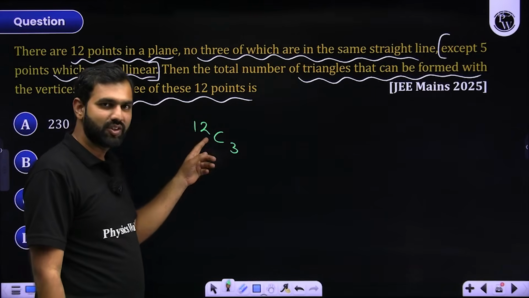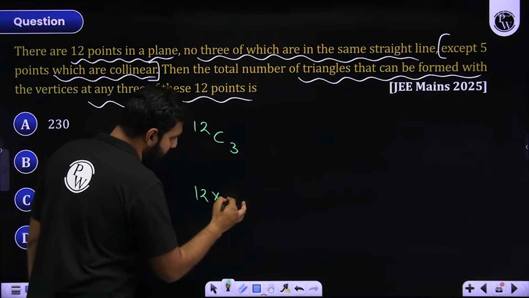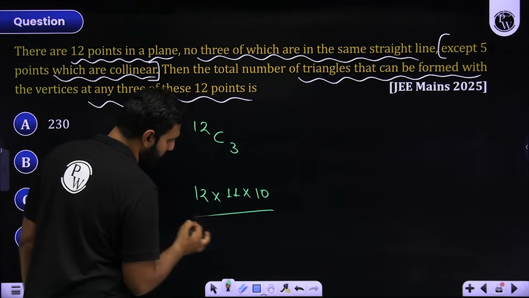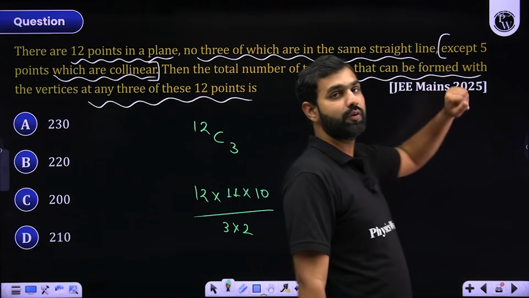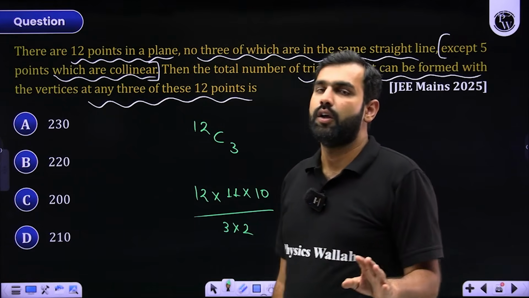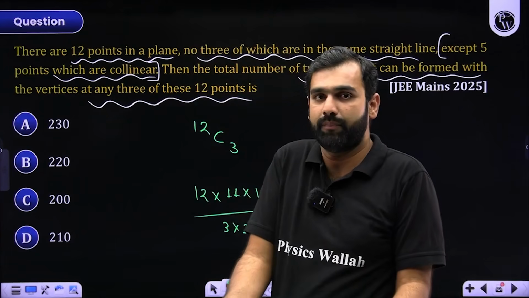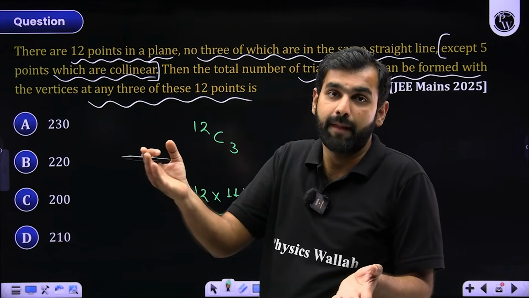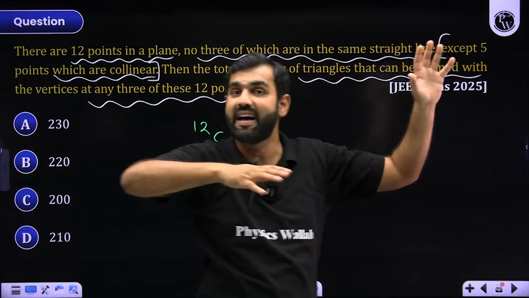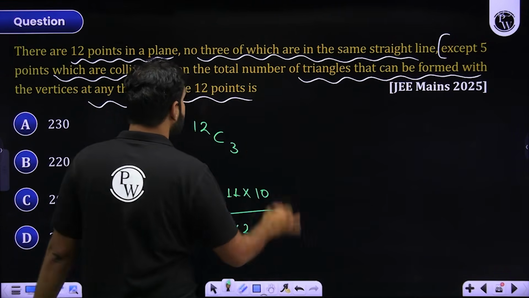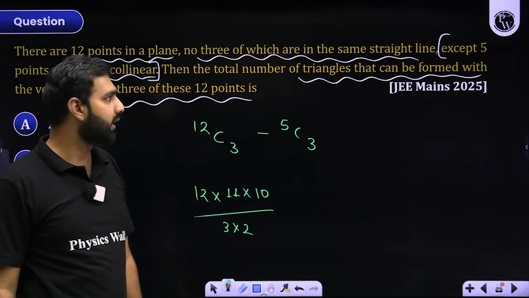So out of 12 points, 3 points can be chosen in 12C3 ways, which if I wish to expand, I can expand it as 12 into 11 into 10 divided by, of course, 3 into 2. Now out of this, the problem is I have mistakenly assumed these 5 points also to be non-collinear, which they were not. So out of these 5 points, the triangles I assumed to be formed are actually not getting formed because these 5 points are collinear. So do you not think I should subtract those triangles which I have additionally counted in 12C3? Did you understand my statement here?